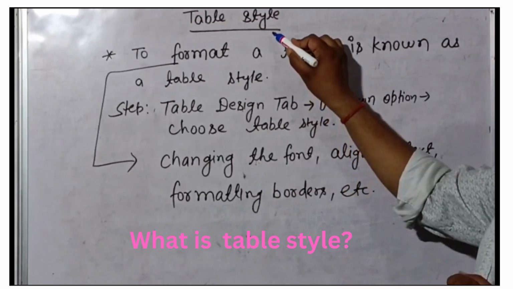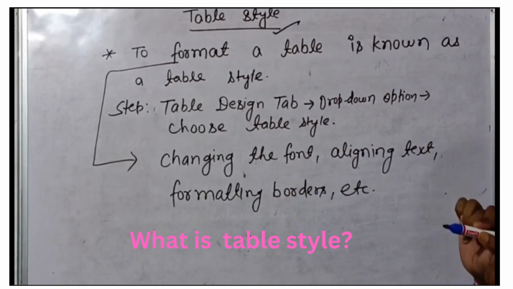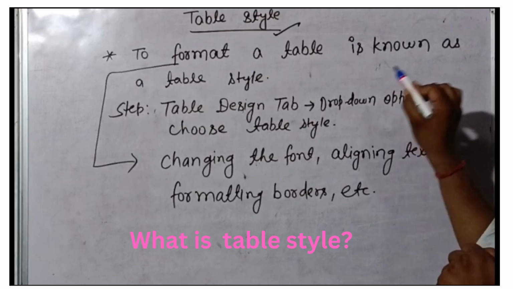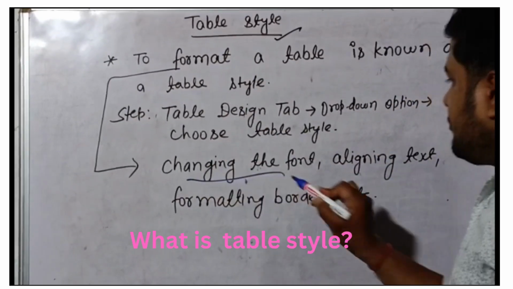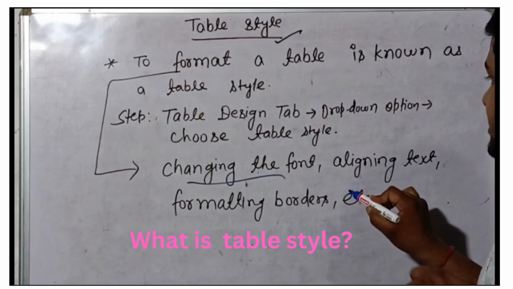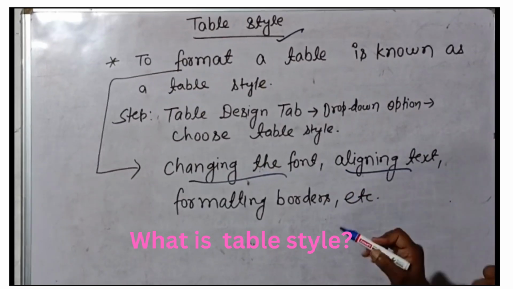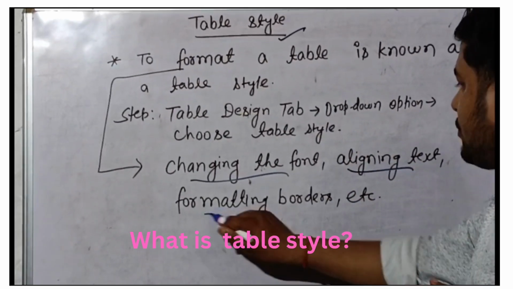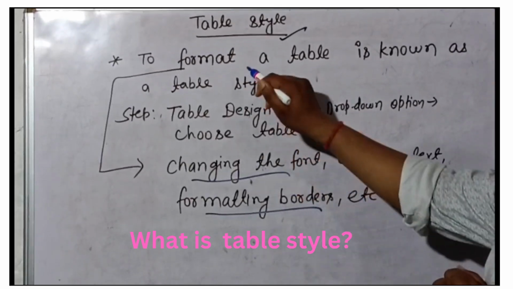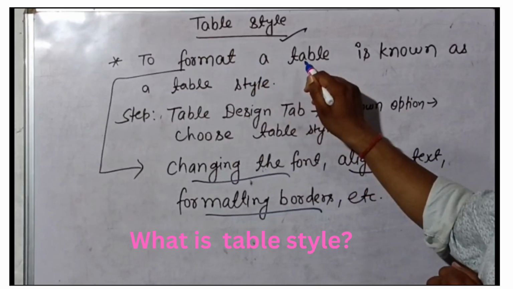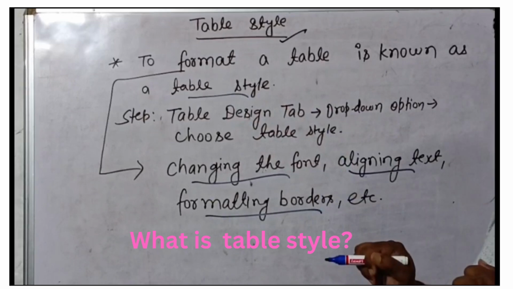Today we have learned about table style. Formatting a table is known as a table style. It means formatting is changing the font of the text inside the table, aligning the text inside the table, and formatting the border, etc. All of these are considered formatting of a table. It is considered a table style.